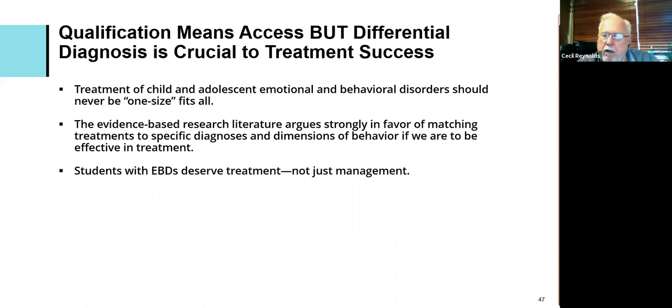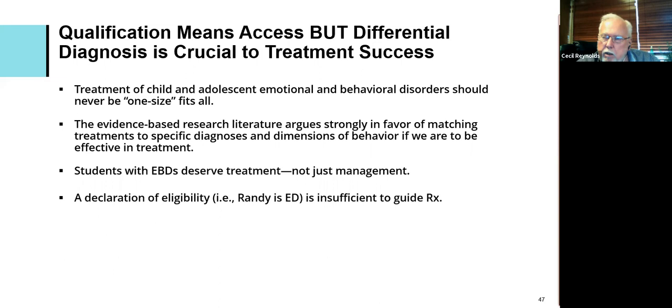That requires differential diagnosis. And the treatment of child and adolescent emotional behavioral disorders should never be one size fits all. The evidence-based literature argues strongly in favor of matching treatments to diagnoses and dimensions of behavior if we're to be effective in treatment. For example, treating a child with a diagnosis of depression is very different than treating a child with a diagnosis of ODD, for example, or ADHD, or ASD, or an anxiety disorder, or somatization disorder. So the treatments that are effective are different based on the underlying disorders.